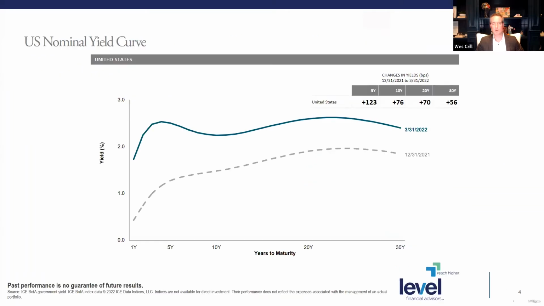There we go. So what we're looking at here are two different yield curves for U.S. Treasuries. These represent the yield on U.S. Treasuries at varying maturities. You can see as you go from left to right, you're going from 1 year to maturity all the way out to 30 years. And we're showing this curve at two different dates. The gray dotted line is the end of 2021, so December 31st, 2021. The blue line is where the Treasury yield curve was at the end of March.